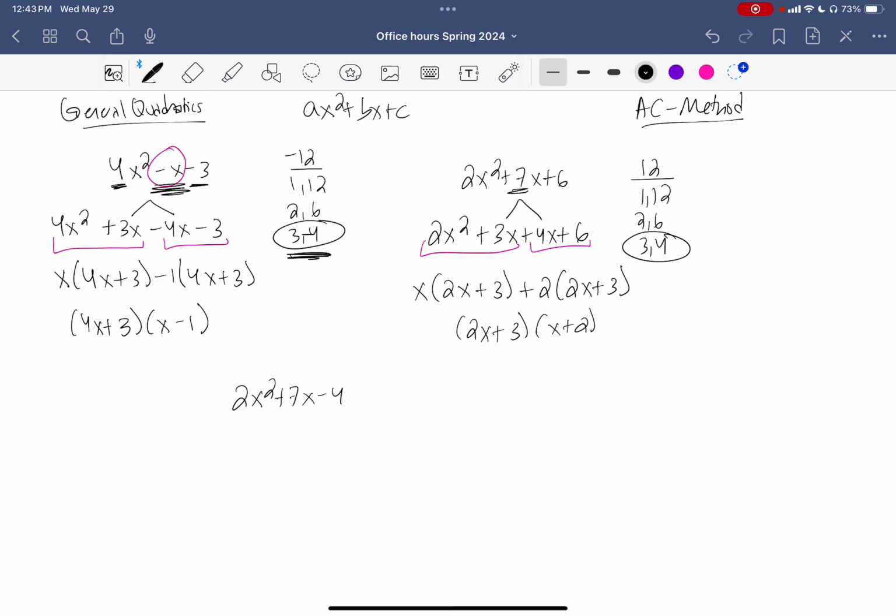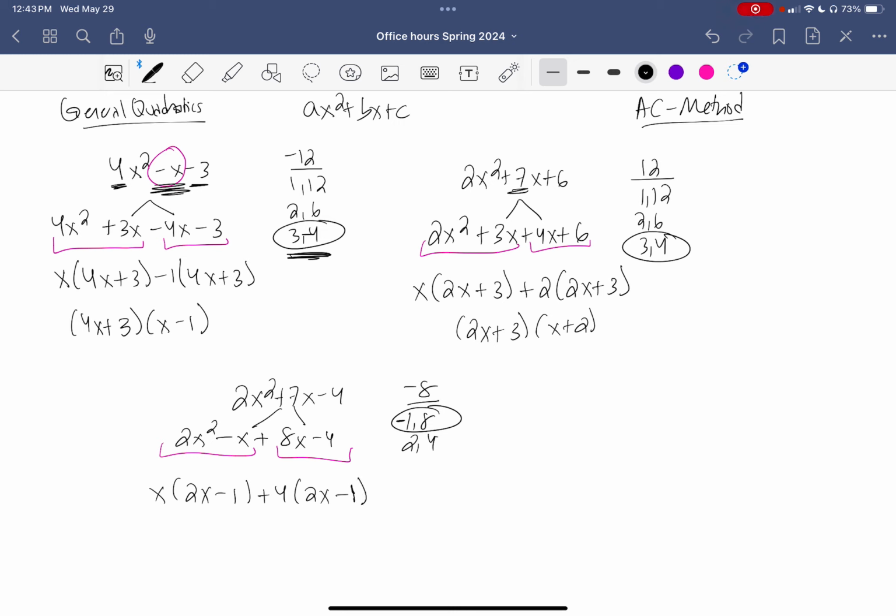A times c this time is negative 8. So that's 1 and 8, or 2 and 4, with one of them being negative. To make a positive 7, I'm going to need the 1 and the 8, and the negative will be on the 1. So this will break apart as 2x squared minus x plus 8x minus 4. And then I will group. I can pull out an x and be left with 2x minus 1. I can pull out a 4 and be left with 2x minus 1. Pulling out the 2x minus 1, I'm then left with x plus 4.